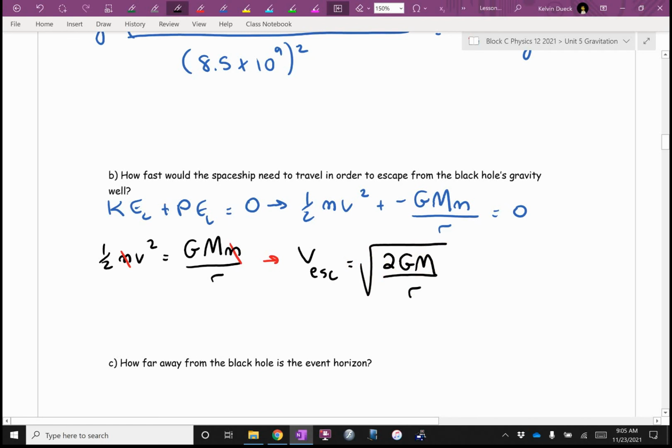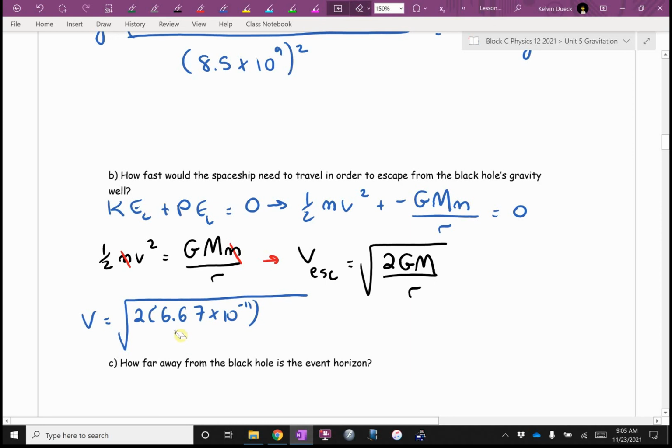I'm guessing it's going to be bigger than 11,200. It's going to be bigger than Earth's because the gravitational field strength is much stronger here. So it's going to be 6.67 times 10. Mr. Duick, yes.